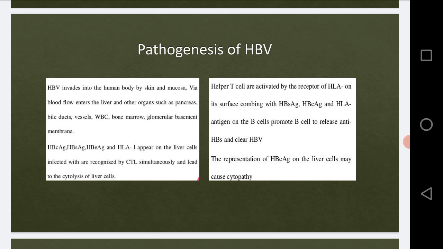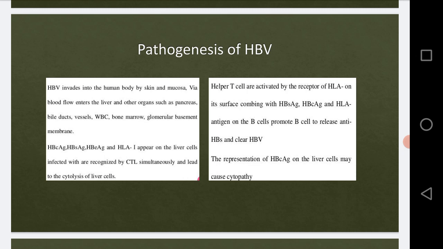And on reaching there, who is helping the virus? The antigens, the proteins that are present on the virus, such as the surface antigen, the core antigen, the nucleocapsid antigen. These antigens help the virus reach the nucleus. And then the human leukocyte antigen 1 will appear on the liver cells which are infected with the viruses.